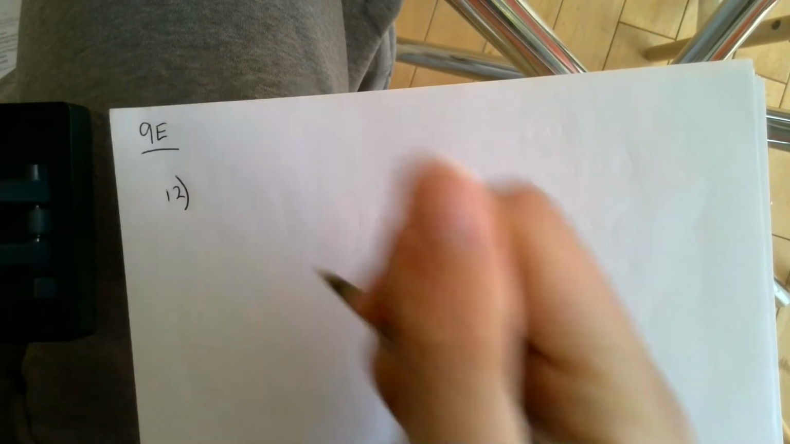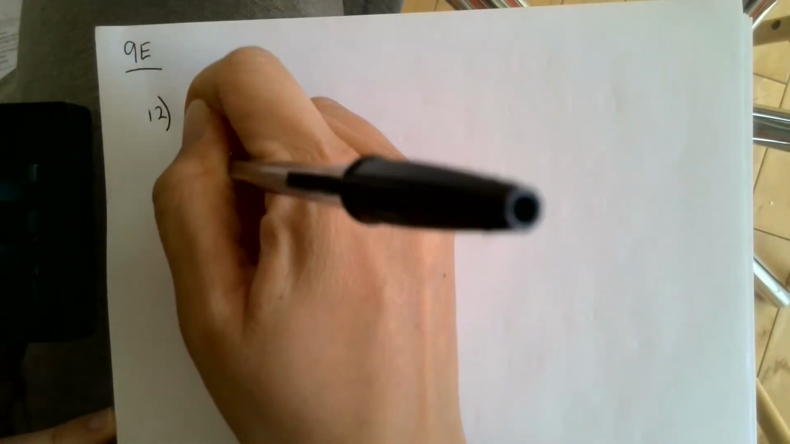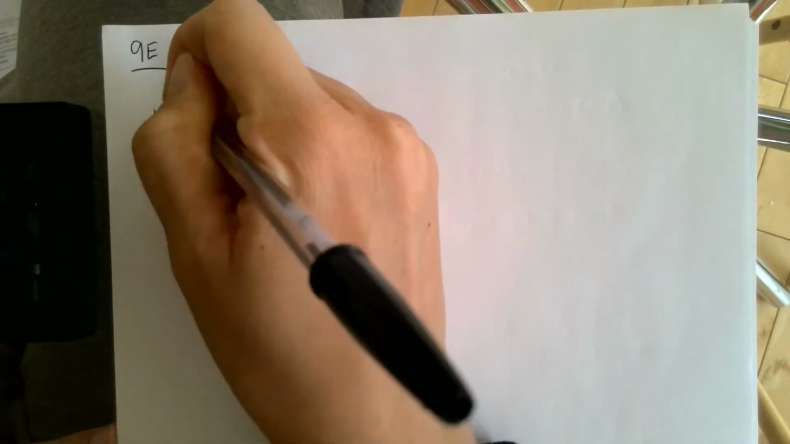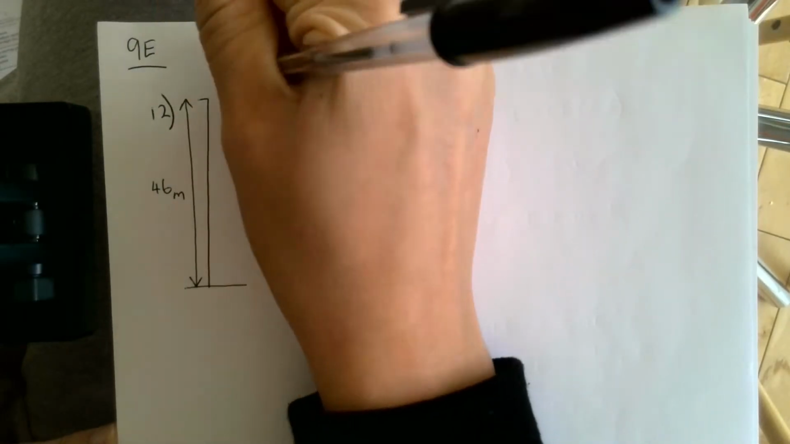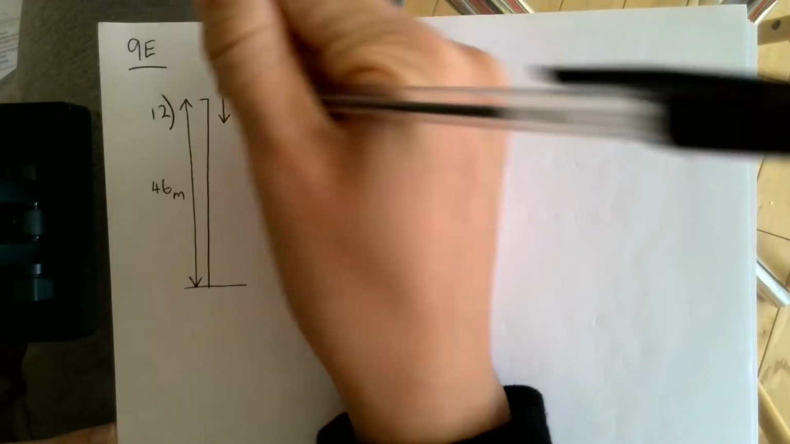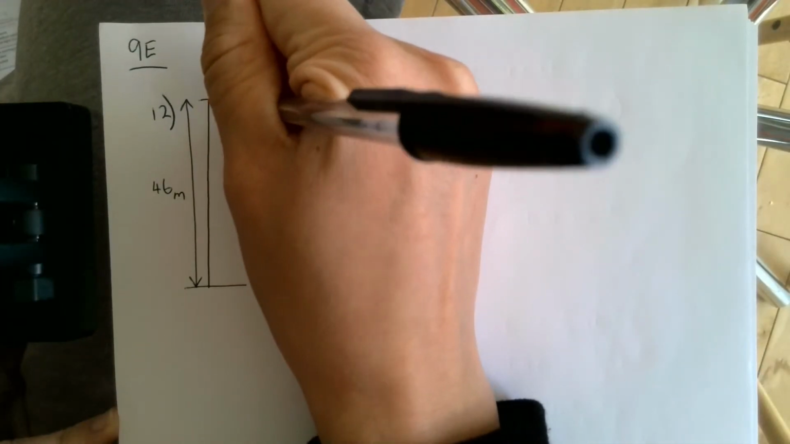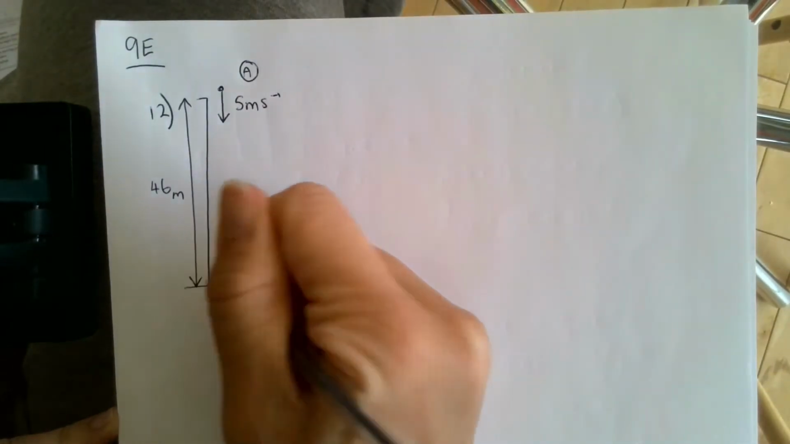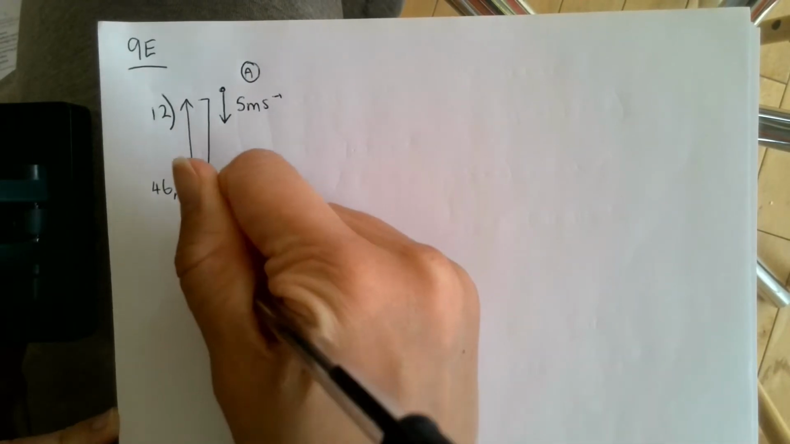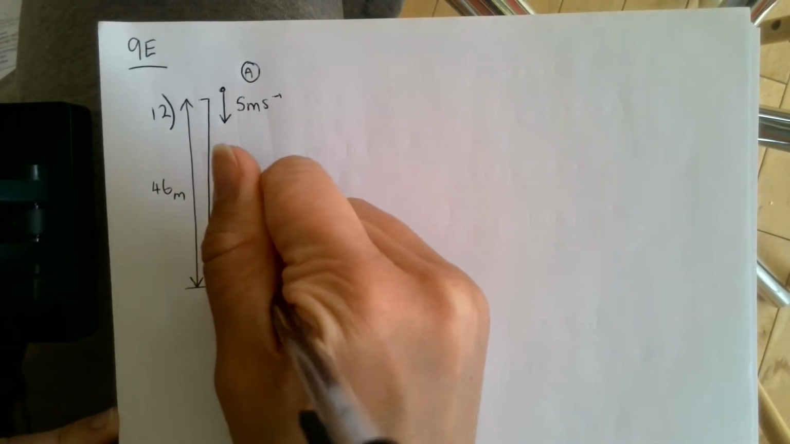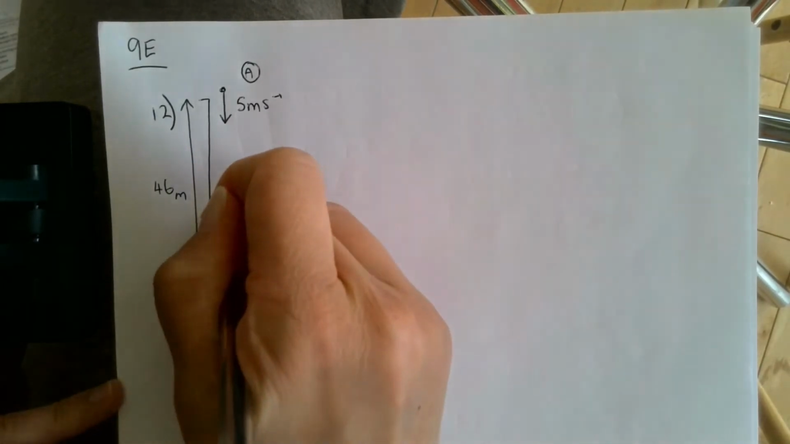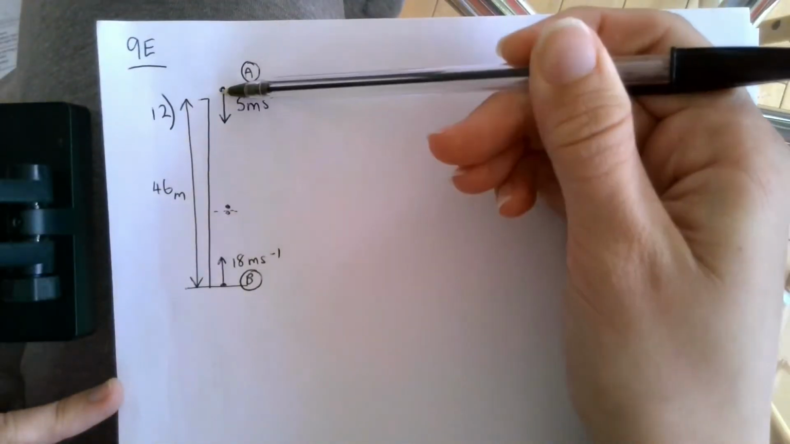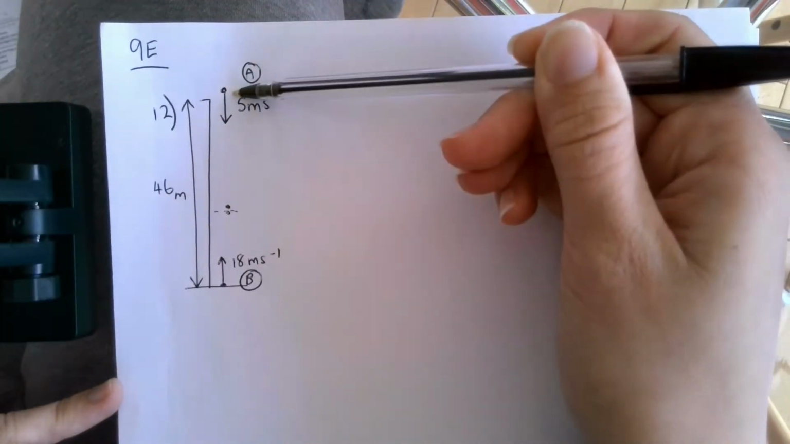question 12. I'm just going to do a quick diagram of the situation. So here's my tower block, and the tower block is 46 meters high. We've got ball A at the top here, which is thrown downwards with a speed of 5 meters per second, and ball B at the bottom, which is thrown upwards with a speed of 18 meters per second. I want to find the collision point where the two balls collide, and I'm looking for the distance from the top of the tower to that collision point.